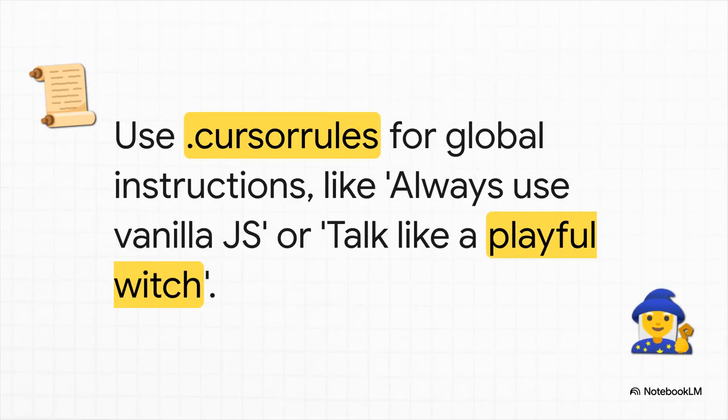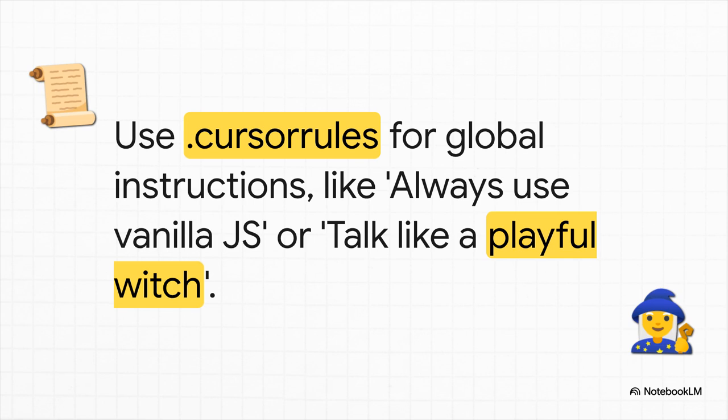You can also set these incredible global instructions using a .cursor rules file. You just drop this file right in your root folder and write rules like always use vanilla JavaScript or prioritize clean, readable code. The AI reads that file before every single interaction, meaning you never have to repeat your coding preferences to it ever again. I mean, you can even tell it to talk like a playful witch if you really want to spice up your debugging sessions.